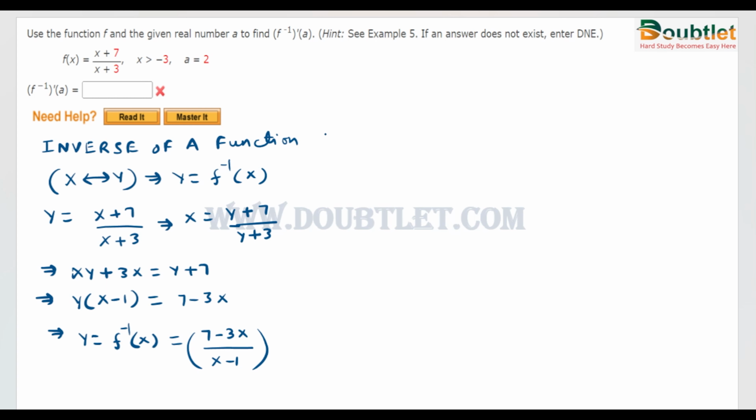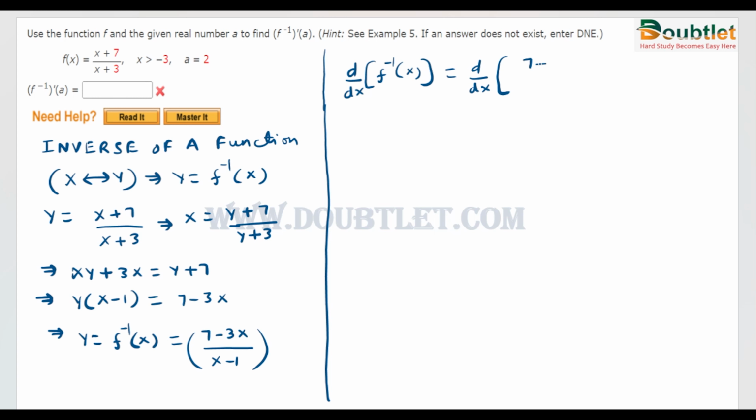So we have already found the inverse function. Now what do we need to find? We need to find the derivative. So basically we need dy/dx of f inverse x, so we can write this as dy/dx of this inverse function, (7 - 3x) divided by (x - 1).